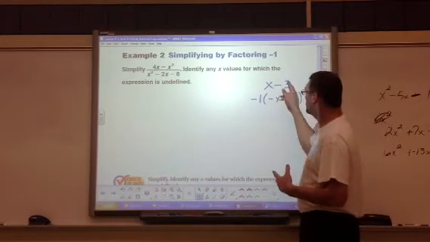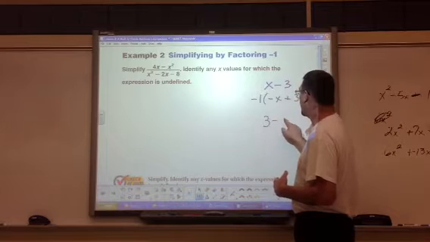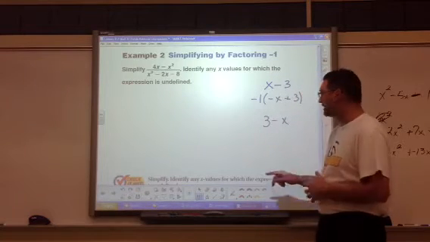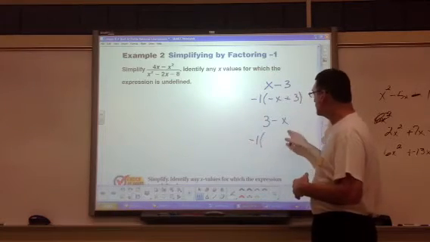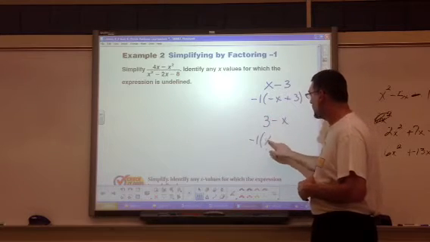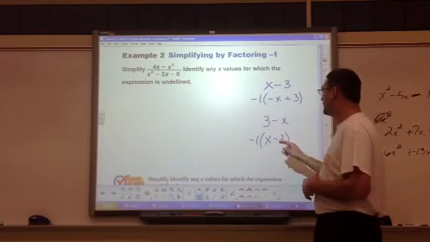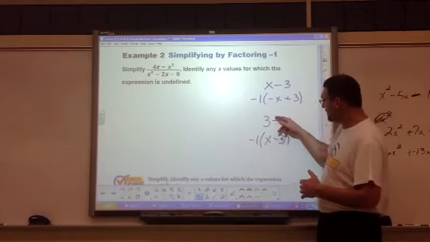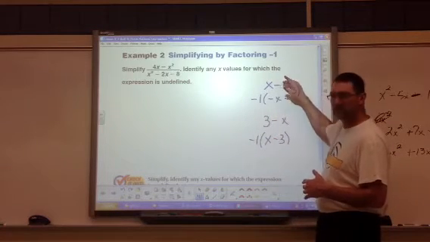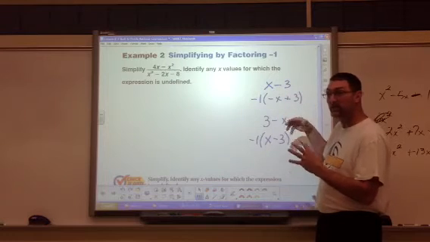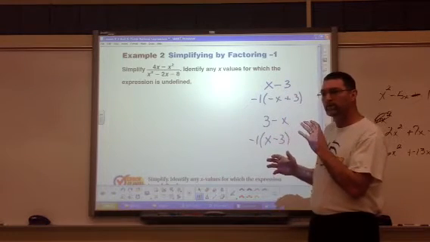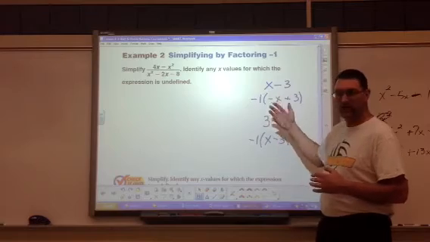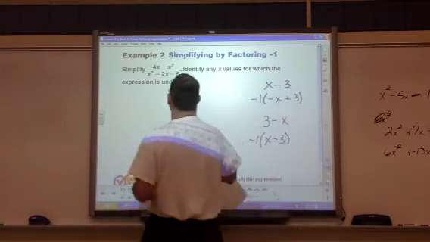Or if I had something the opposite, like if I had 3 minus x, and I factor out a negative 1, it's going to change those signs. So it would make the x positive and the 3 negative. So anytime you have a situation like these two where you would have opposites or factors that look alike, but their signs are the opposite, we can factor out negative 1. And we'll do that here with this problem.